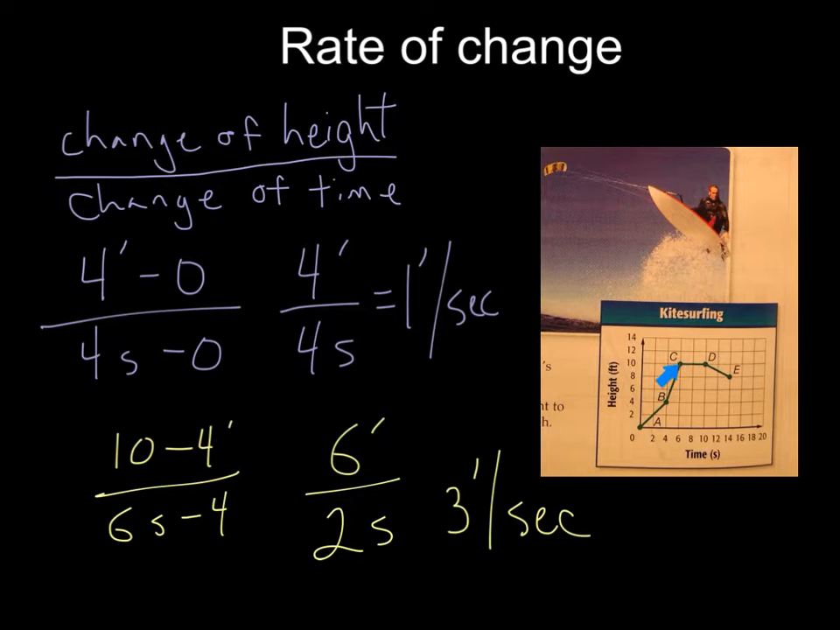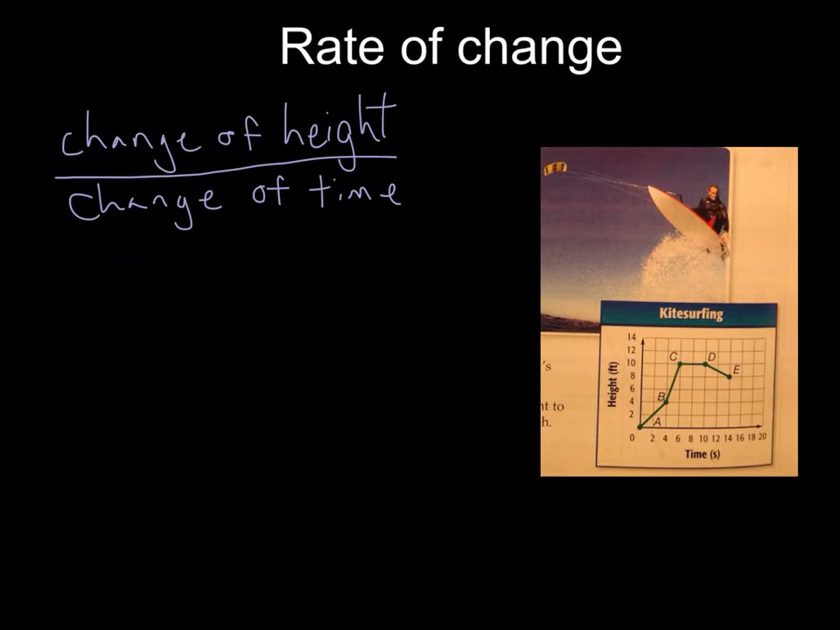Now I can see that from C to D, the rate of change is actually going to be 0. There's no change there, right? And from D to E, the rate of change would be a decrease. So here was an increase, here was another increase, here there was no change, and this would be a decrease. So he would be descending, going down a number of feet per second.